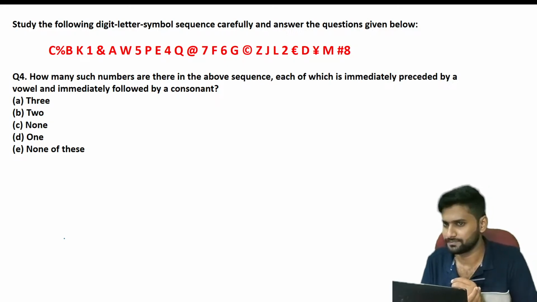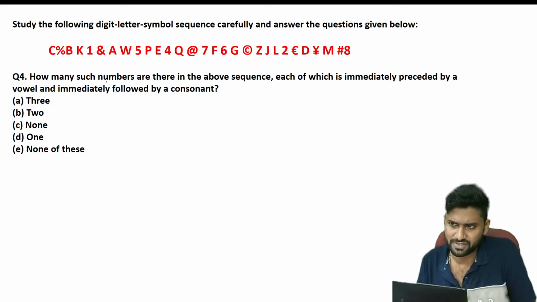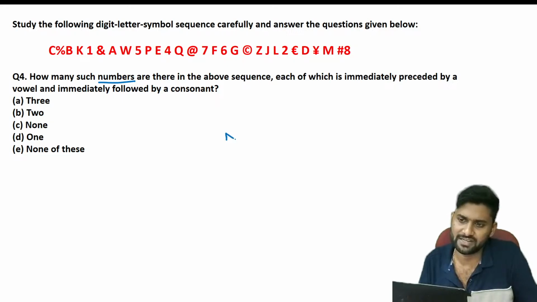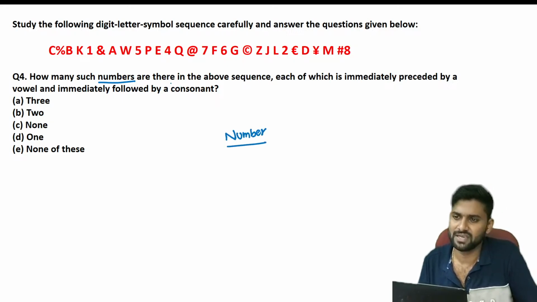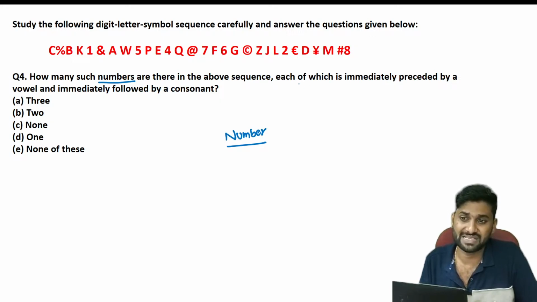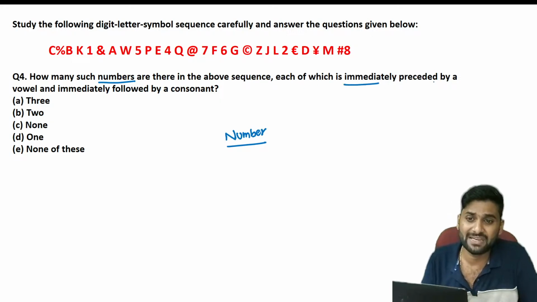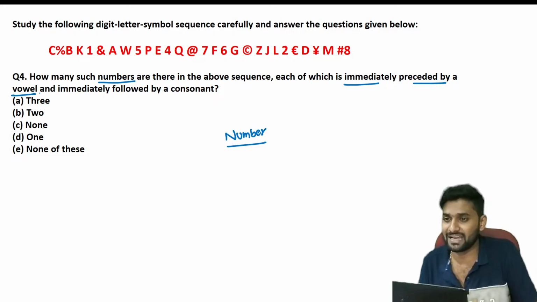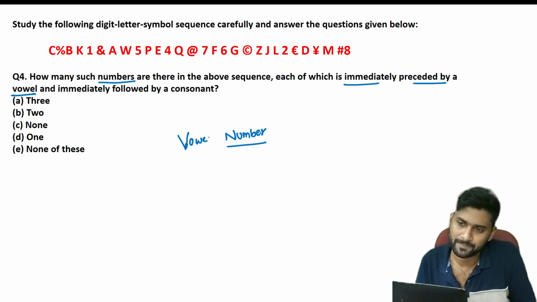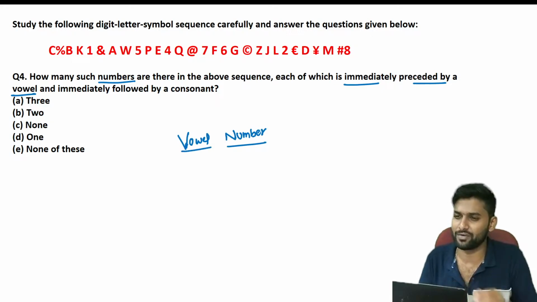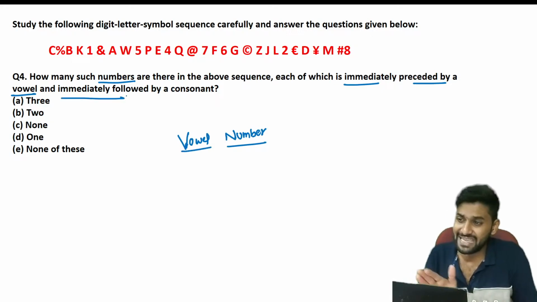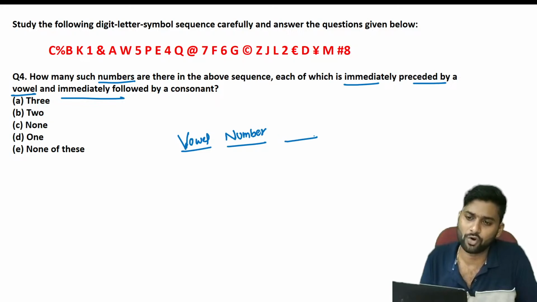Question number 4. Guys, hope you understand the counting here. Now let me tell you again. Try to understand this information. How many such numbers are there in the above sequence, each of which is immediately preceded by a vowel? Guys, the number is preceded by a vowel, and the number is immediately followed by a consonant.